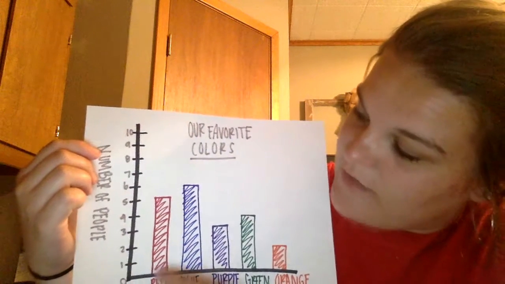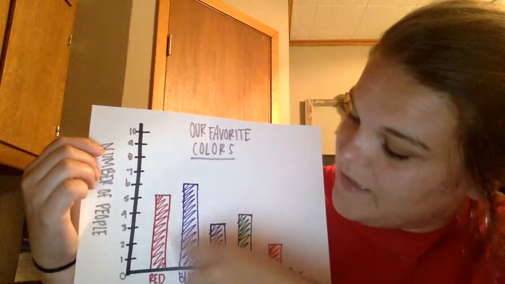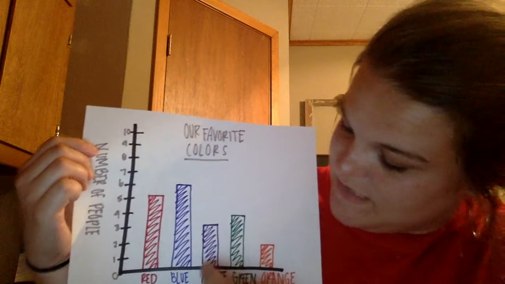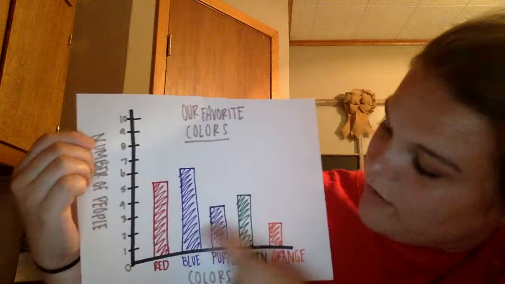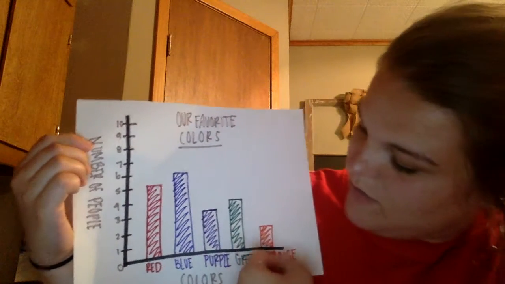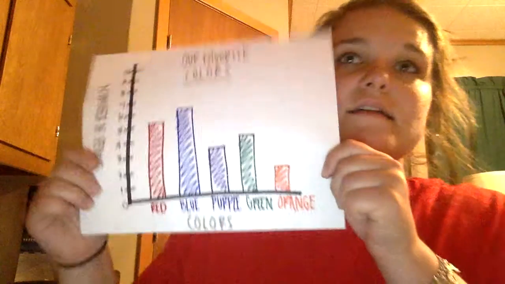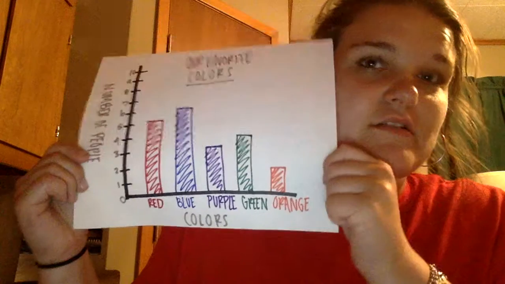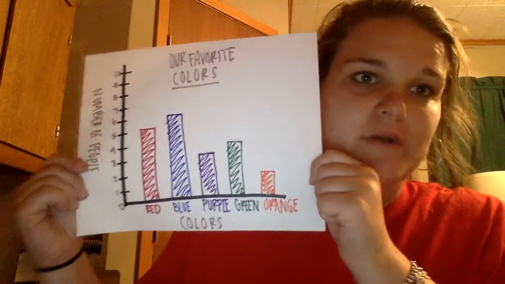See, so red. 5 people liked red. Blue. 6 people liked blue. Purple. 4 people liked purple. And see, and then green. How many people like green? 4. Oh, my bad. 3 people liked purple. And then only 2 people liked orange. Very good. See, class? This is a good example of what your bar graph should look like. So you can look at yours and see if it looks like this, and I'll walk around and check everyone's bar graph. Okay, great job.